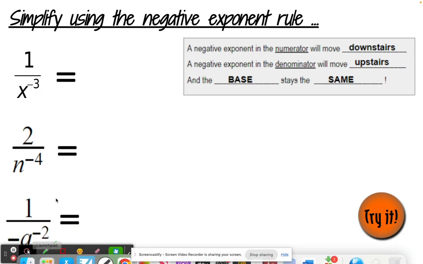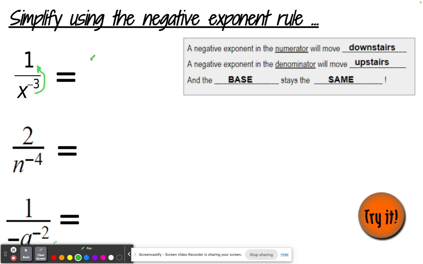Let's do some more practicing. This time, some of our exponents are in the downstairs, so we're going to move them upstairs. I'm going to move that x to the third power upstairs. I'm going to end up with 1 x to the third. When it went upstairs, it became positive. Now, we don't usually write a 1 for a coefficient, so that's the same as x to the third power.